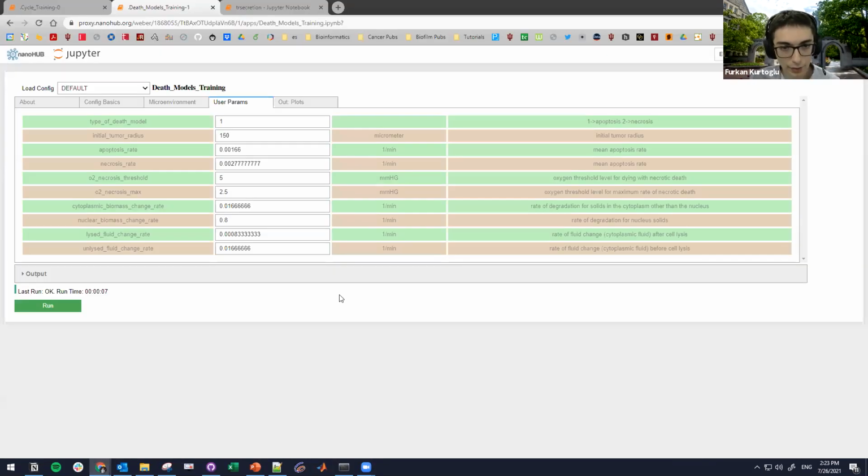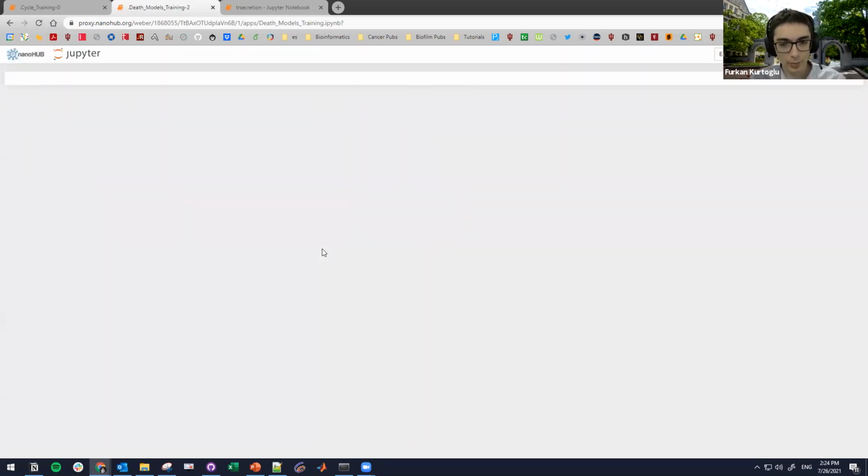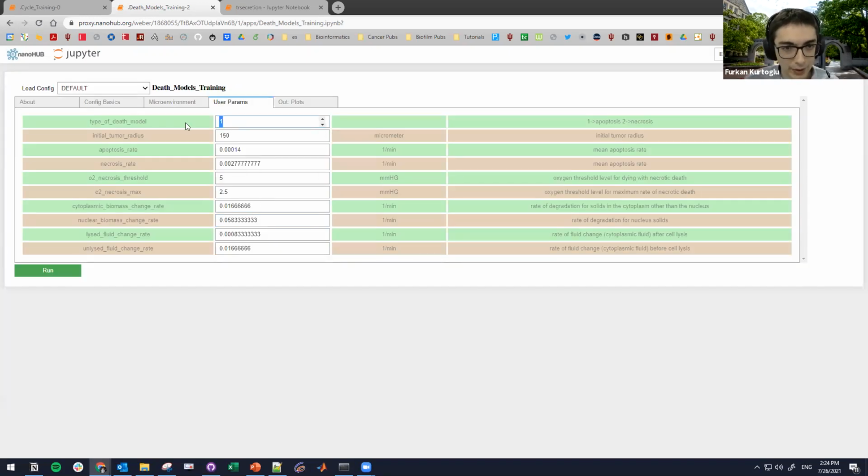Okay, let's go to the necrosis. If we change the cytoplasmic biomass change rate, it will affect the cytoplasm part, and the nuclear. I will not change the values in here very much, so I just want to refresh the NanoHub application and have the default parameters. We have a necrosis part in here.